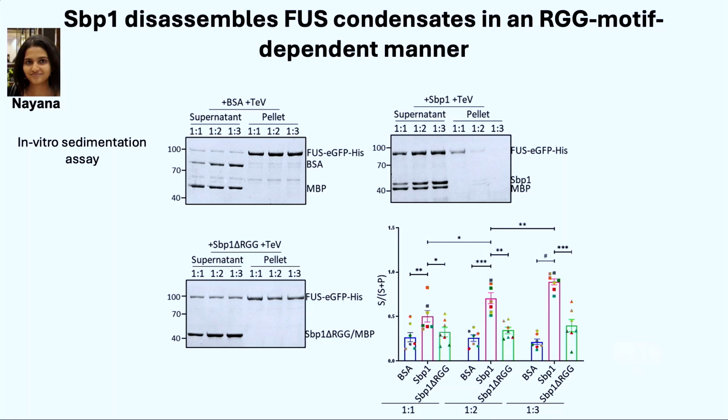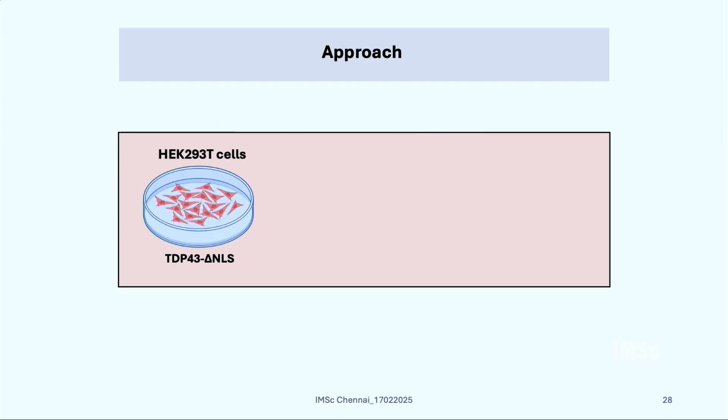This is when you incubate it with BSA, which is a control protein. Now you incubate it with SBP1, you see the reverse of this. There is a lot of protein in the supernatant, very little in the pellet, and this behavior is gone when you incubate it with the mutant that's lacking the RGG sequence. RGG is the low complexity sequence. So it's dependent on the RGG sequence, and without it the protein starts behaving just like control. So this behavior is lost. And this is, of course, quantitated here.